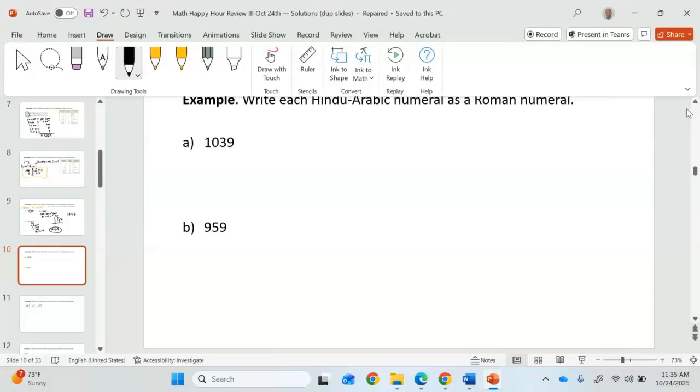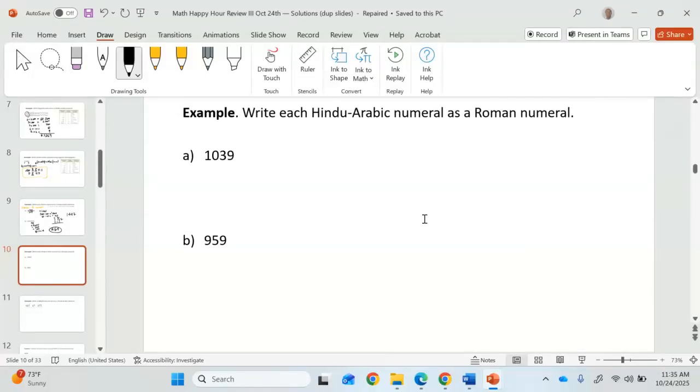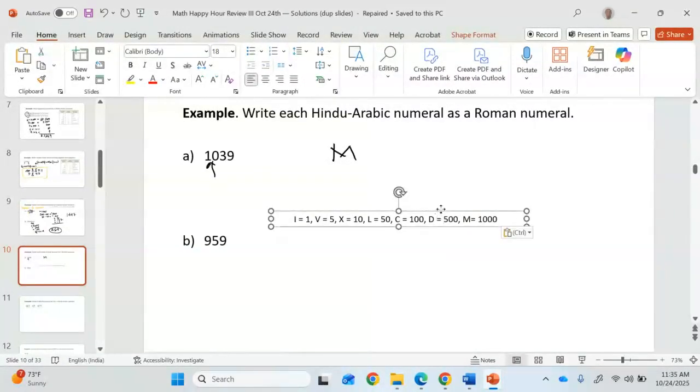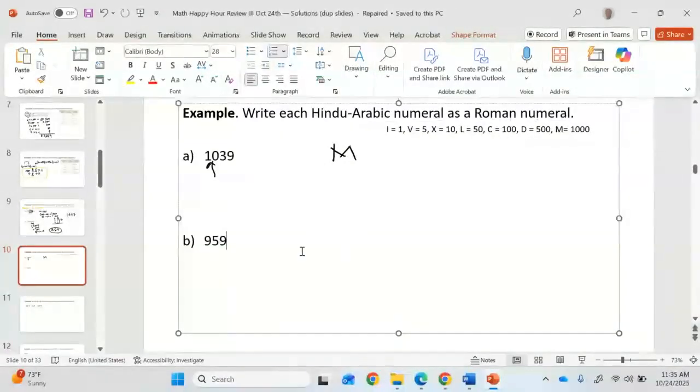Okay, so next I'm going to move on to doing it backwards. If I give you a Hindu-Arabic number, can you write it as a Roman numeral? So right away I see the 1,000, so I can write down an M. And then I have 39. Remember that each of these Roman numeral letters can only be repeated 3 times as part of the rules. So as I write my number, I have to keep that in mind. So I started with the 1,000.